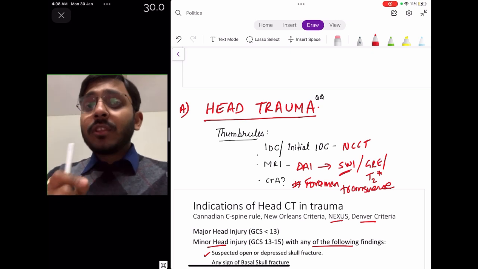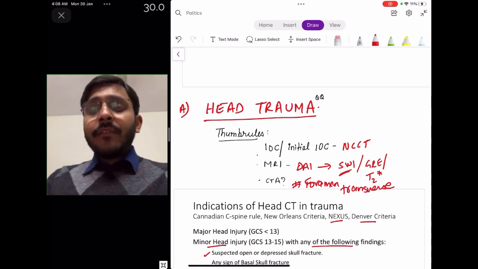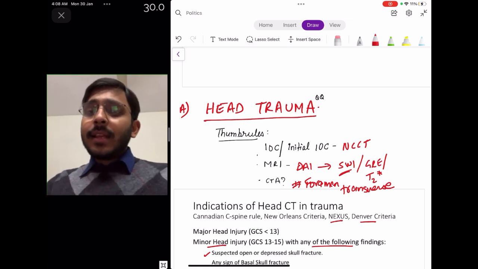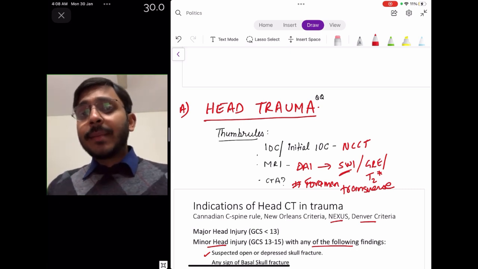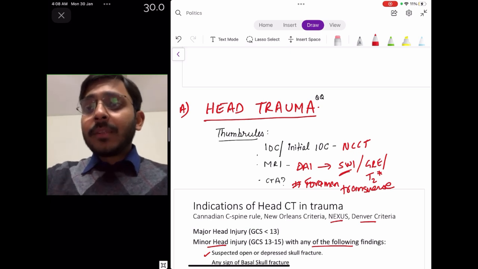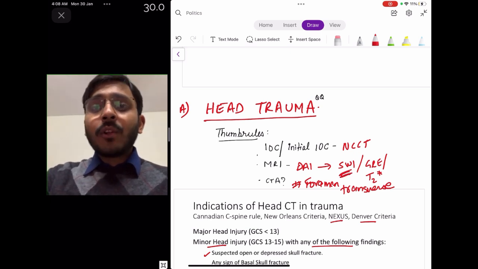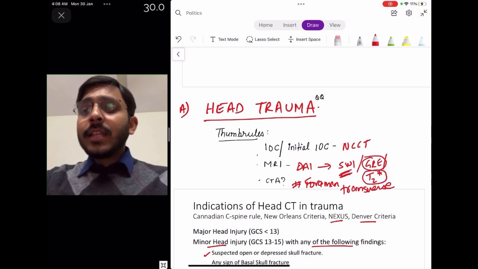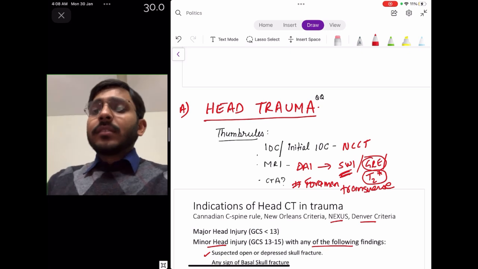And MRI, what is the role of MRI? It is only done when you're suspecting a diffuse axonal injury. And amongst MRI, the sequence of choice is susceptibility weighted imaging. Now, sometimes you won't get SWI in your options. You'll get a gradient recall echo or a T2 star weighted imaging. All of these are a correct answer.